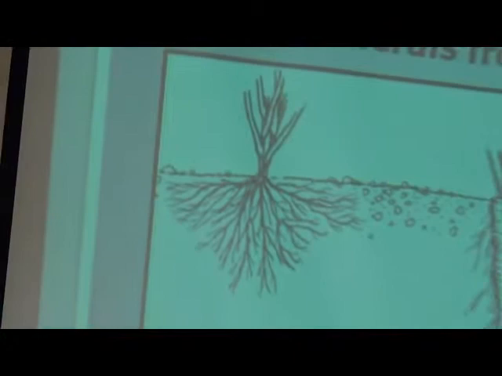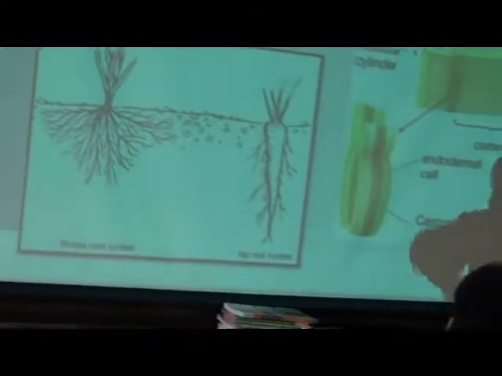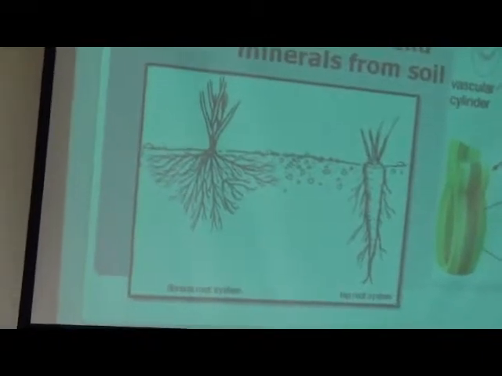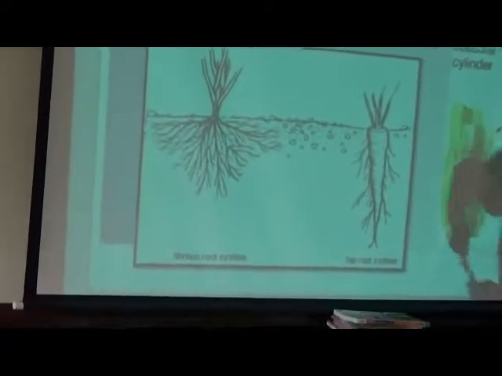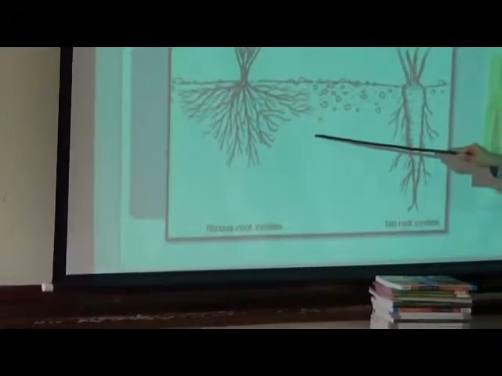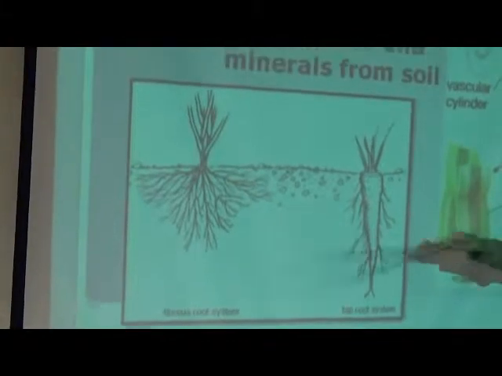Fibrous. Mono, yes, mono. Monocot has a smaller root than dicot. Okay, the monocot. You can take note the monocot has the fibrous root.